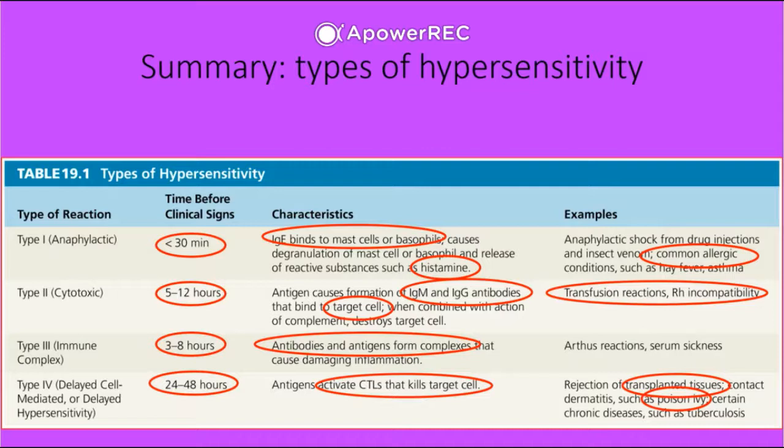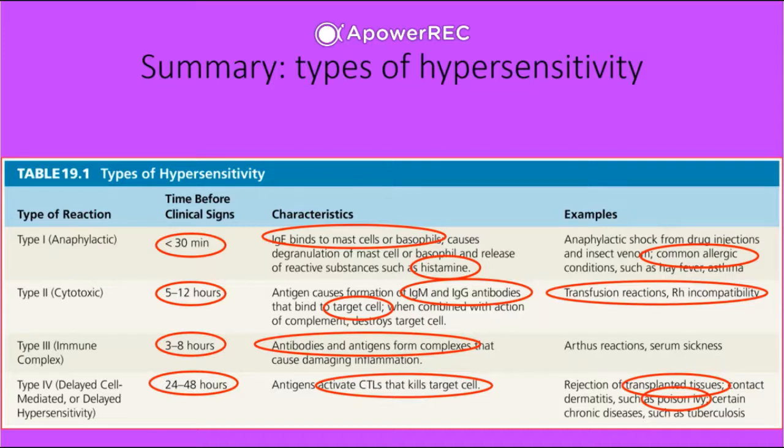So for type 1, or an anaphylactic shock, this is pretty quick. It takes less than 30 minutes to show signs, and this can involve IgE, which binds to mast cells or basophils and causes the release of histamine. And as you can imagine, with this really quick reaction, this is very common for allergic conditions.